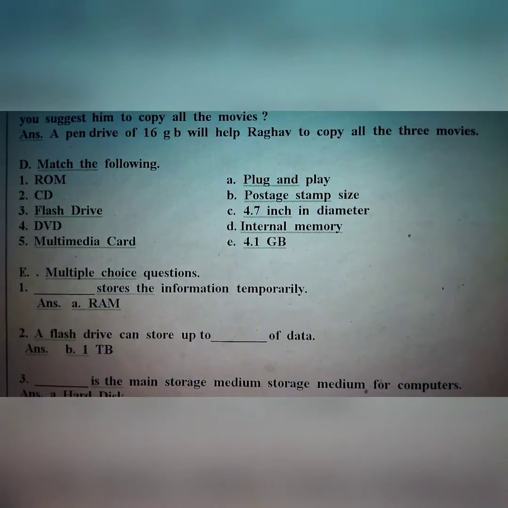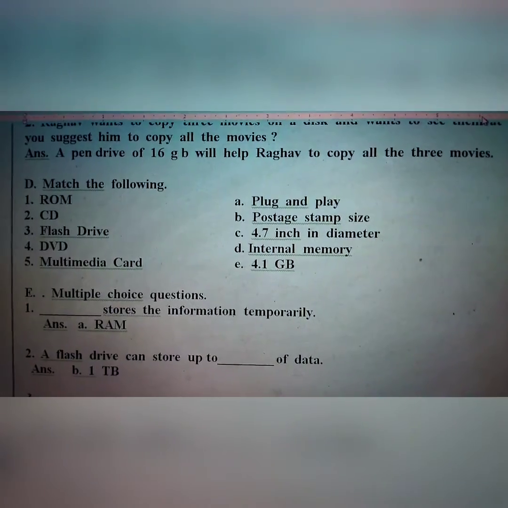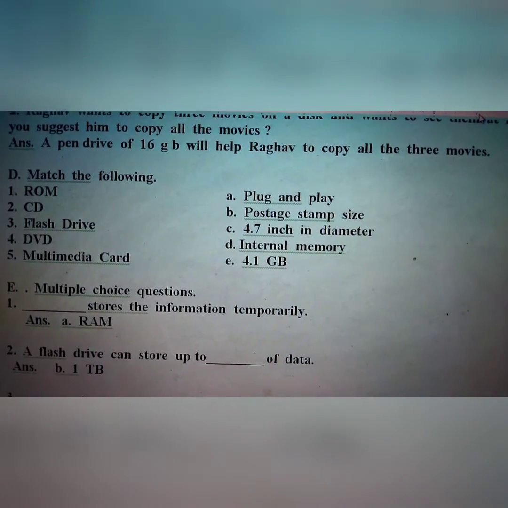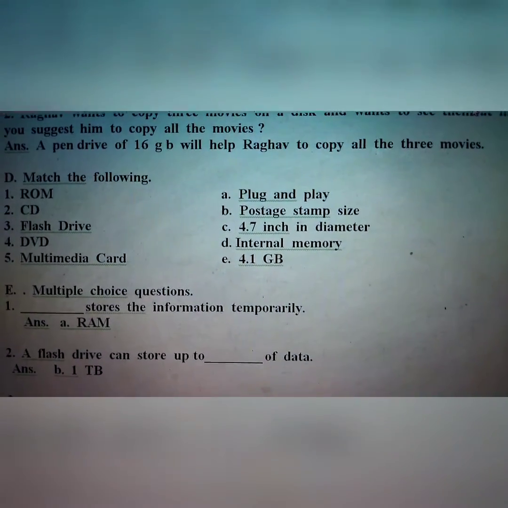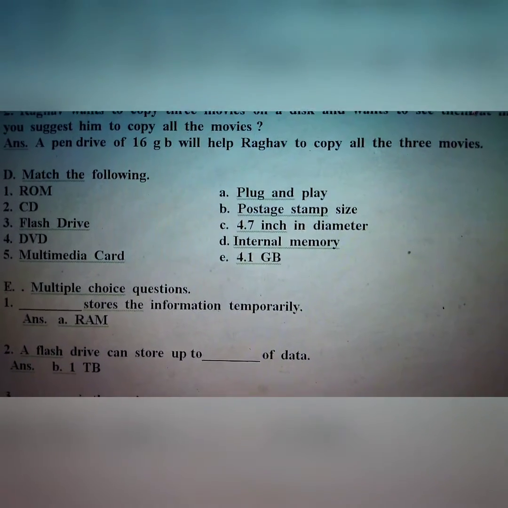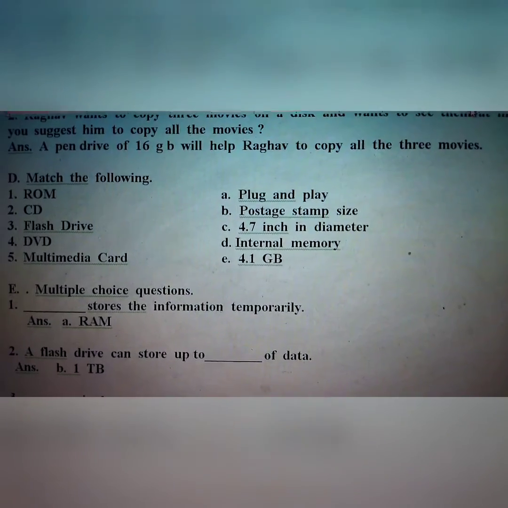D part is to match the following. ROM is an internal memory. CD is a 4.1 GB. Flash drive, plug and play. DVD is 4.7 inch in diameter, and last, multimedia card, postage stamp size.